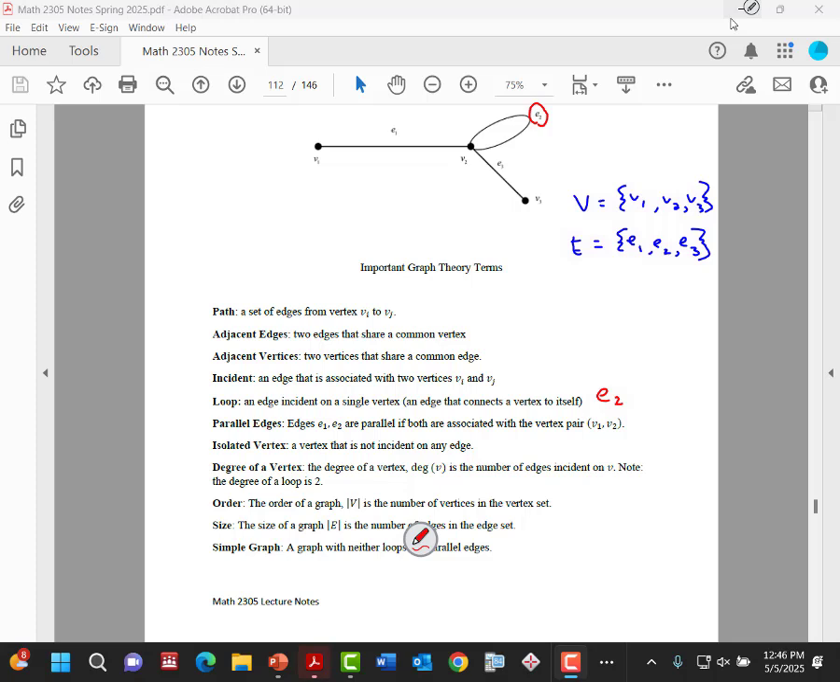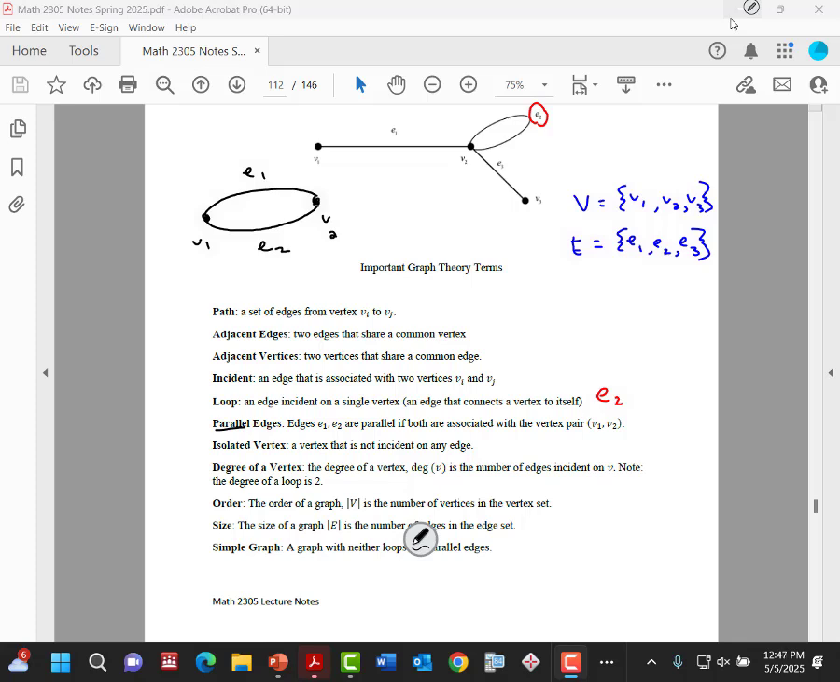Parallel edges are edges E1 and E2 if both are associated with the vertex pair V1, V2. Now in this graph above right here, there are no parallel edges, but if I wanted to draw a quick graph, I could have V1, V2, and let's say I could get from V1 to V2 via edge E1, or another way, via edge E2. In this instance, E1 and E2 would be said to be parallel edges.